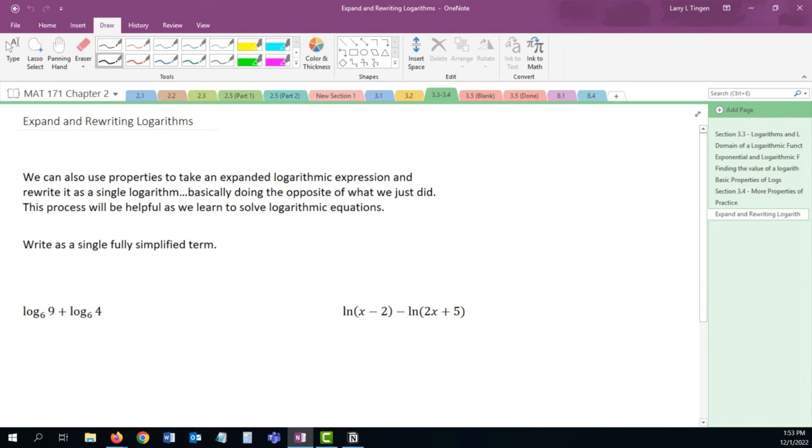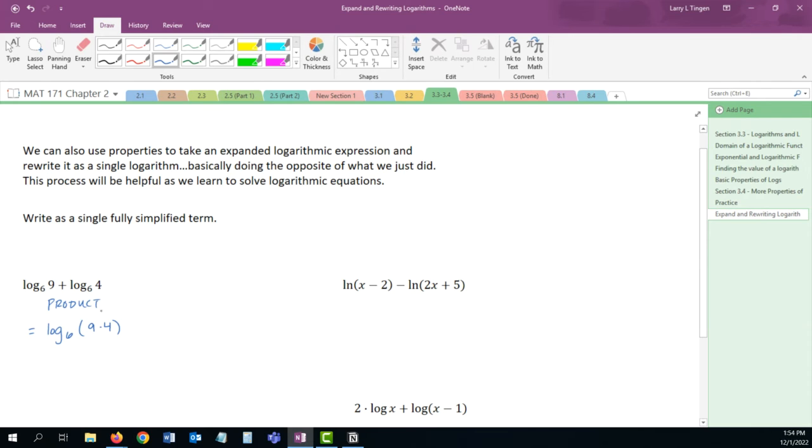So how about log base 6 of 9 plus log base 6 of 4? I don't know any numbers that jump off at what do I raise 6 to get 9, so I can't really replace this with a number. Same thing here. So what can I do? Well, I have addition on the outside, which is the product rule. It's just the reverse of the way we used it on the last page. Addition on the outside means multiplication on the inside.